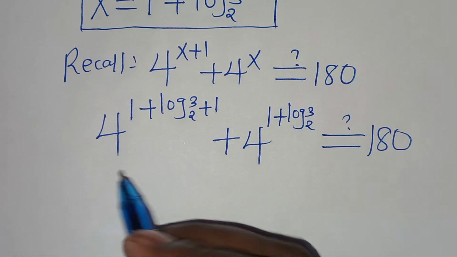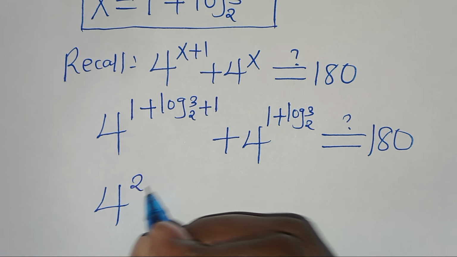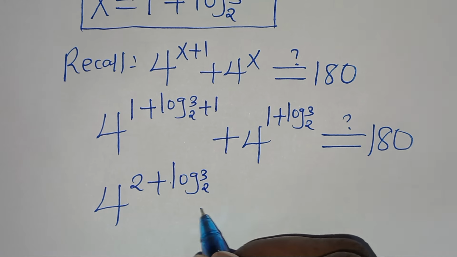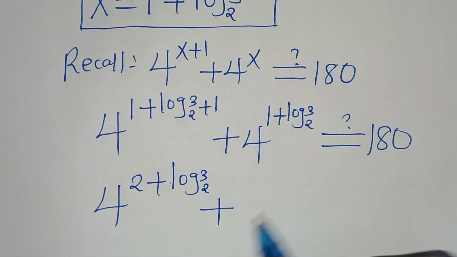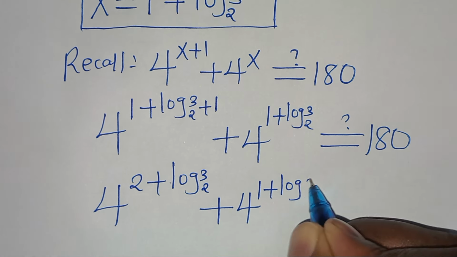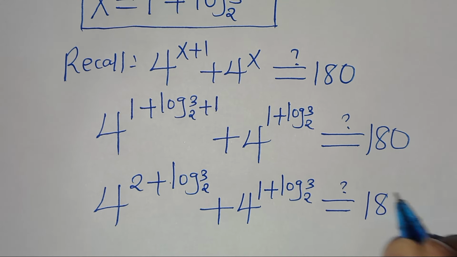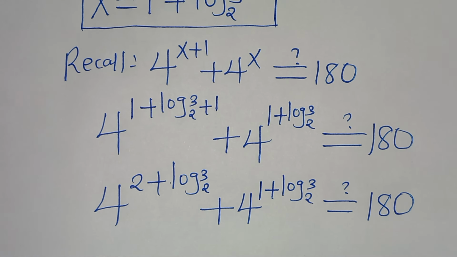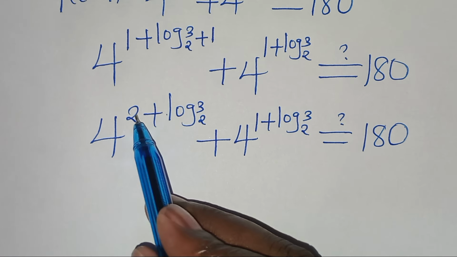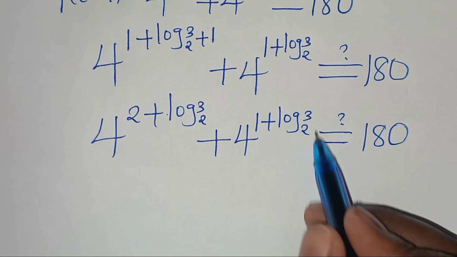The next step is that this is 4 to the power of 1 plus 1, which is 2, plus log 3 to base 2, then plus 4 to the power of 1 plus log 3 to base 2. This is supposed to give us a value of 180. So we have 4 to the power of 2 plus log 3 to base 2 and 4 to the power of 1 plus log 3 to base 2.